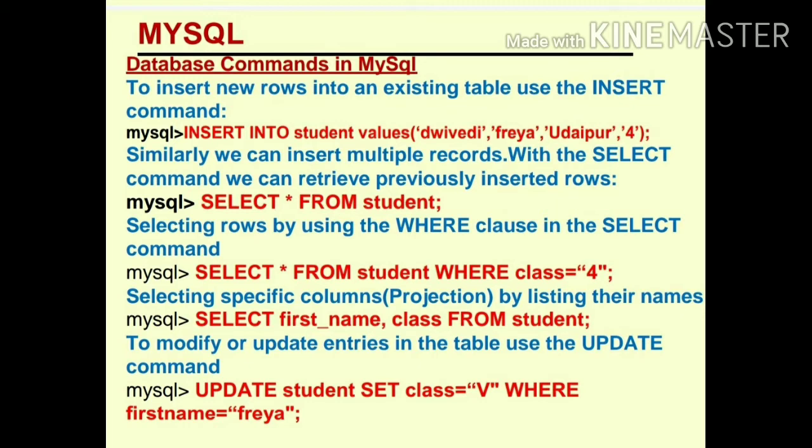Select first name comma class from student. It will bring only 2 columns, first name and class of all the rows, because we have not used where, so all rows will come.